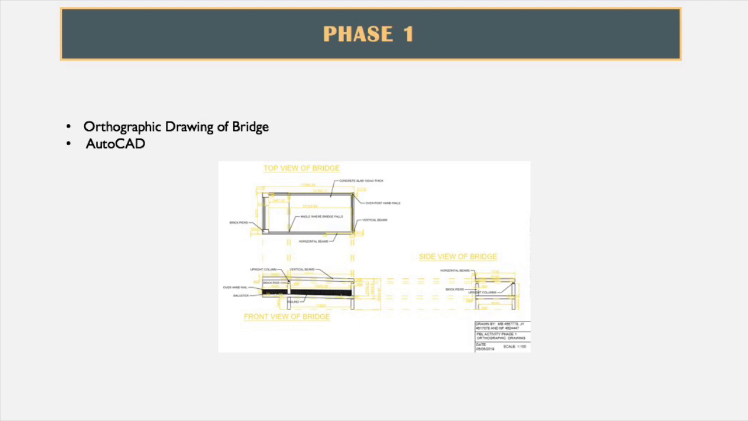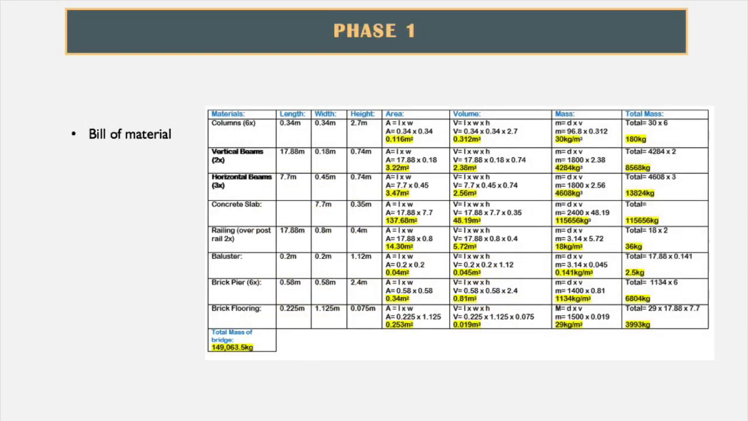Along with the orthographic drawings on AutoCAD, we had to create the bill of materials for each material, which is columns, vertical beams, horizontal beams, concrete slab, railing, brick piers and the brick flooring. We had to measure the length, the width and the height, which we measured 3 times for each of the different materials to get an accurate measurement.